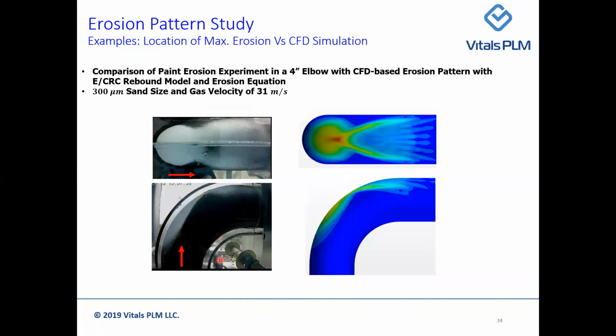And these figures also show a comparison of predicted erosion pattern on the elbow with a paint erosion experiment with 300 micron sand size and superficial gas velocity of 31 meters per second. We see there's a V-shaped erosion pattern on the elbow since, as I explained, particles after the first impact rebound and travel into preferred directions.